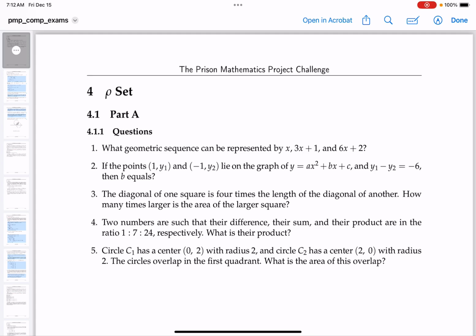Okay, we're on problem number 3 now. It says the diagonal of one square is 4 times the length of the diagonal of another. So there's 2 squares. So the diagonals are, let's say D and then 4D. How many times larger is the area of the larger square?